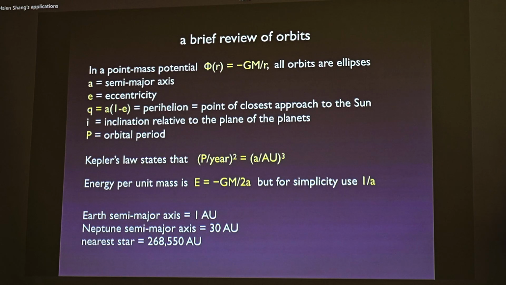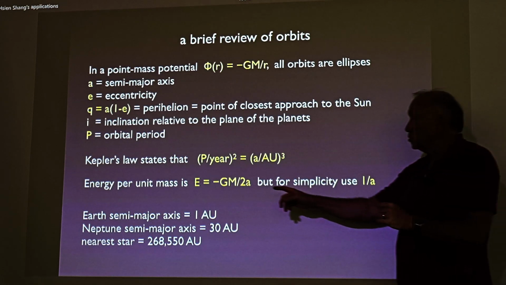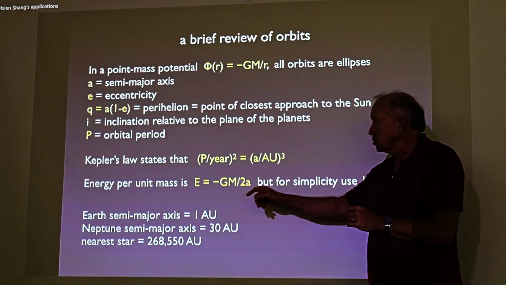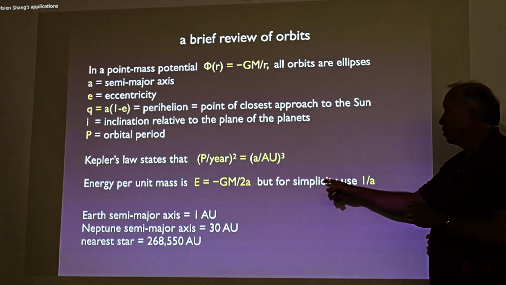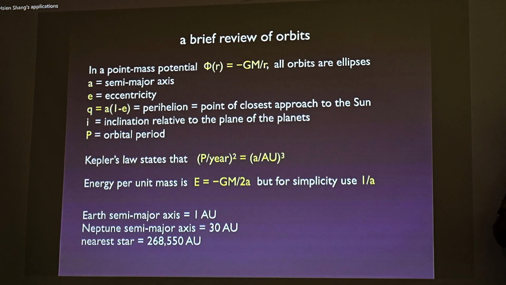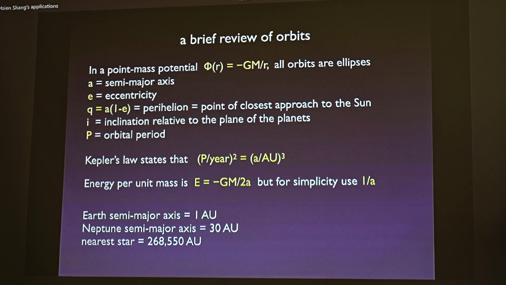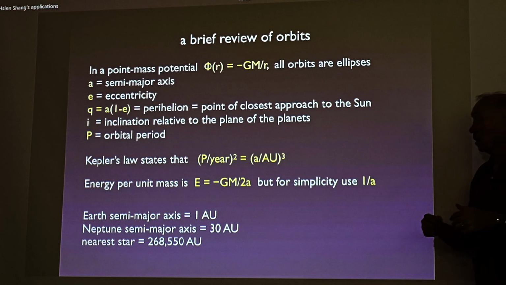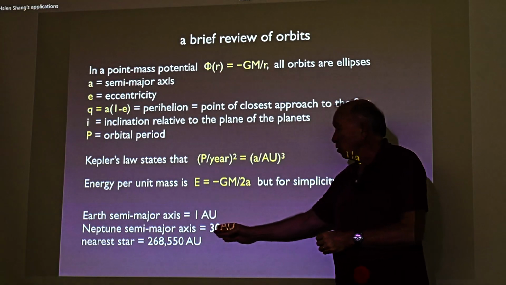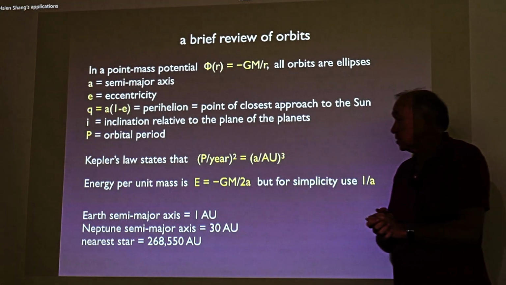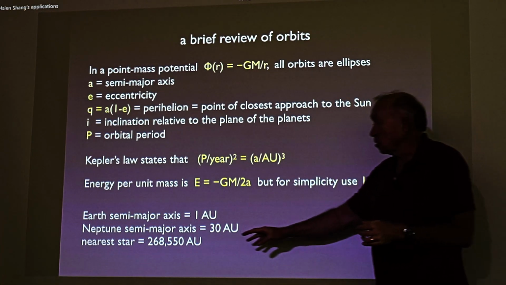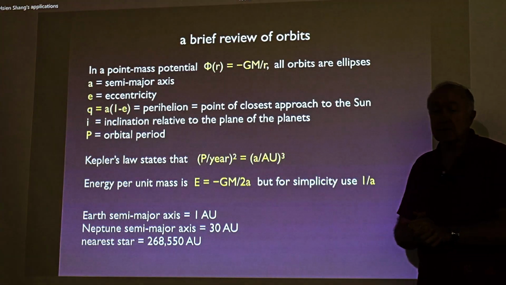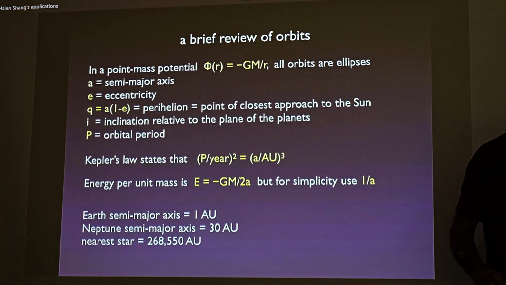For simplicity, I'm going to set G to 1 and the solar mass to 1, and the 2 to 1 and the minus 1 to 1, and call the energy just 1 over the semi-major axis. As a reminder of scale, the outermost known planet in the solar system is Neptune at 30 AU, and Proxima Centauri is at about 270,000 AU.